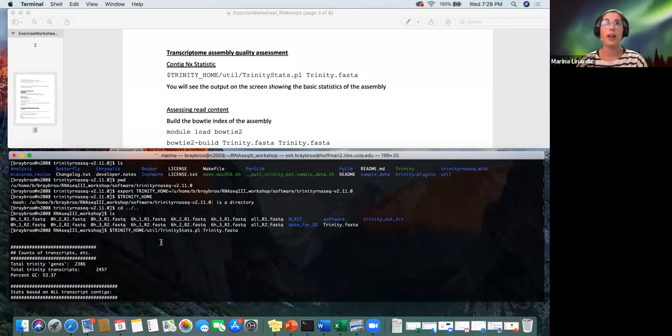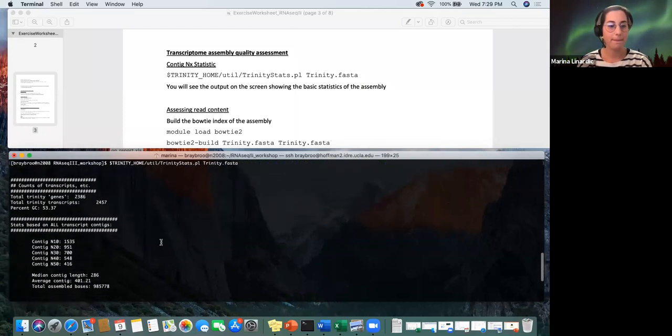Okay, so what do we have here? It tells us the total number of Trinity genes. We have 2,386. As I mentioned yesterday, this is just a subset of the data that we're using, so some of the things are going to be much smaller and might not even work because it's not a real data set. Then we have total Trinity transcripts. This is the gene level, and this is the isoform level. Some genes have multiple isoforms because this number is bigger than that one. The GC content is 53.37%.